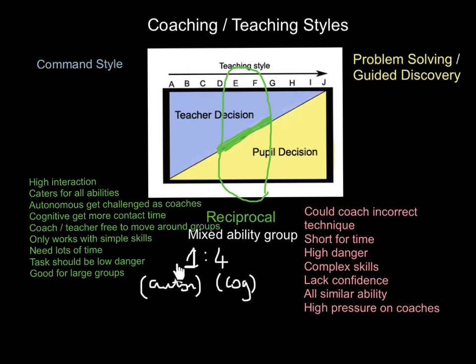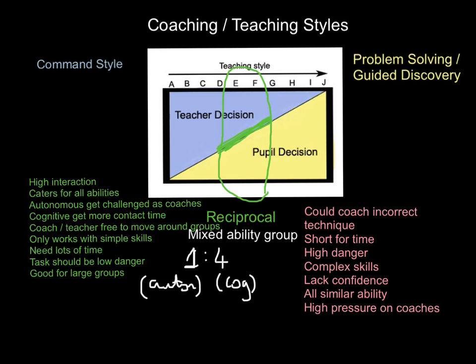Also, it's not going to work if they're all similar ability. Why have 1 lead teaching 4 others when they're all about the same ability level? It only works if you've got a mixed ability group, okay? It's a high pressure situation being that 1, okay, leading those 4. So it can put pressure on these young coaches' shoulders. But it's pressure that they need, but it's a potential downside that you need to be aware of, okay? Hope you found this video useful, folks.